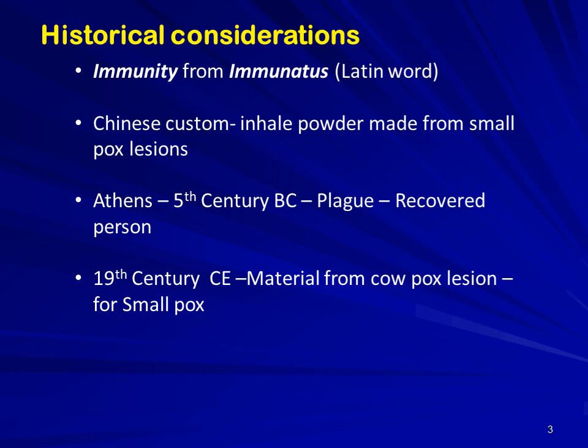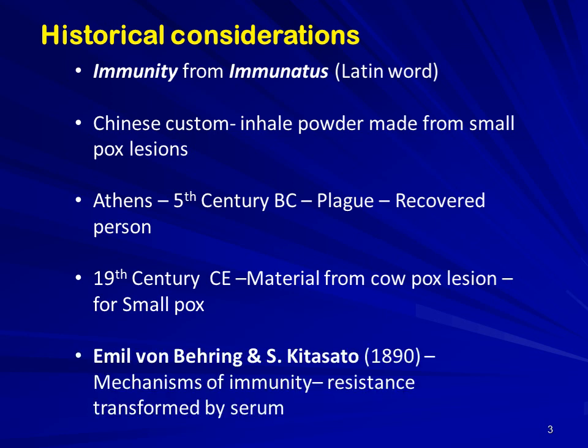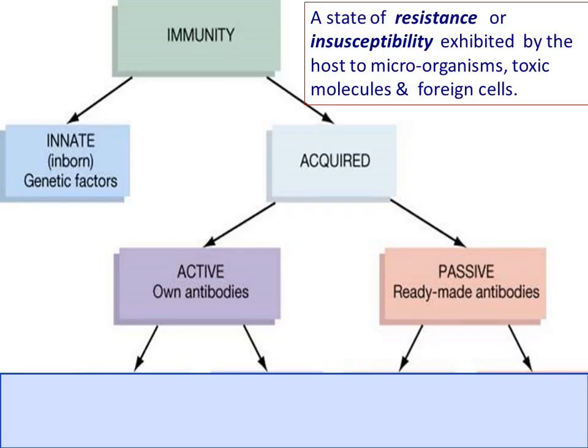And in the 19th century of the Christ era, material from cowpox was obtained and prepared to give protection from smallpox. This is the work which everybody knows, done by Edward Jenner. And Emil von Behring and Kitasato in 1890 described the mechanisms of immunity and how resistance or immunity would be transferred by serum through the antibodies.